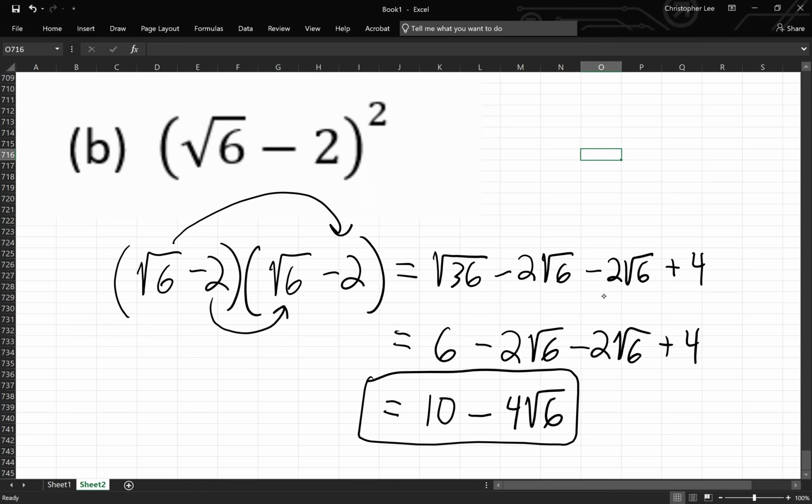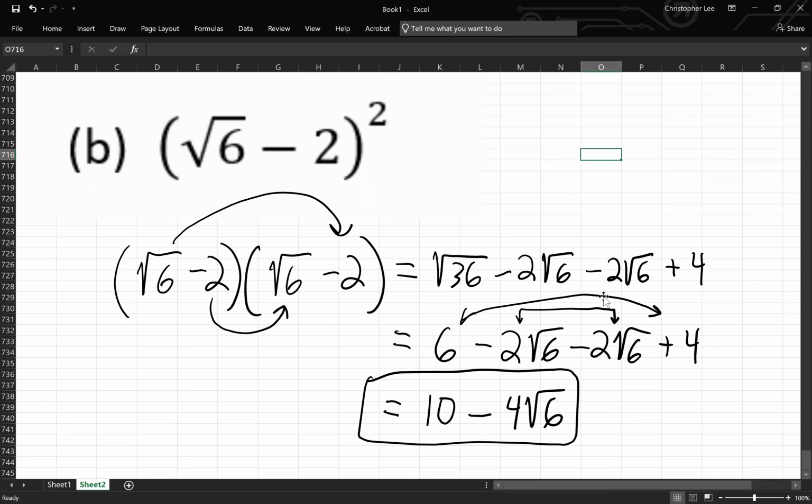Once you go past the final, those numbers, so how do we get to 10 minus 4? So I add the two numbers together. So that's 6 plus 4. That's going to give me the 10, right? And then I add these two together, the negative 2 square root 6 and the negative 2 square root 6.